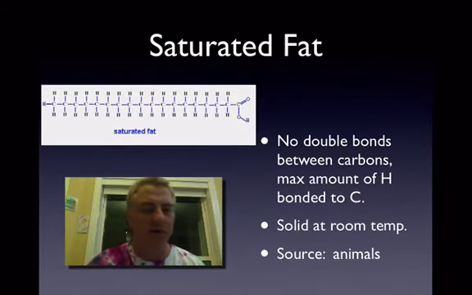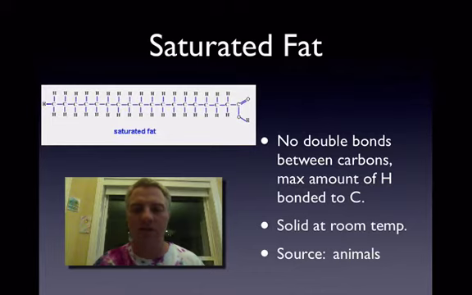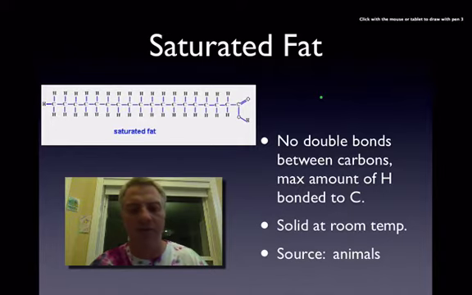All right, the first one we're going to talk about are saturated fats. You've all heard of saturated fats. You've always heard diets high in saturated fats contribute to hardening of your arteries and heart disease and things like that. And if you take a look at one of these saturated fats, I'm going to kind of explain to you why we call them saturated fats.